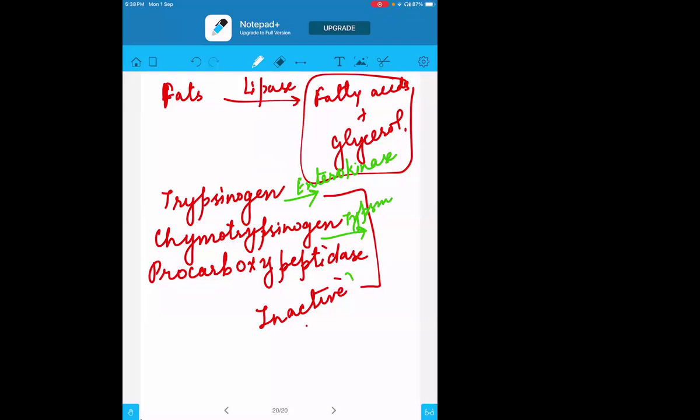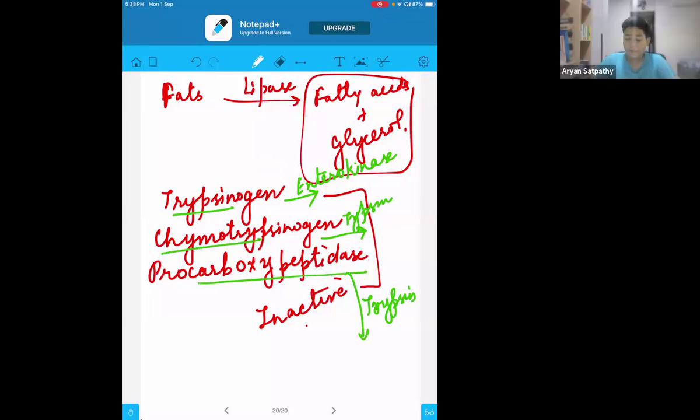Then the procarboxypeptidase will also get activated because of trypsin. And when they get activated, they will convert themselves into trypsin, chymotrypsin, and carboxypeptidase. Ma'am, I just have one doubt, ma'am.